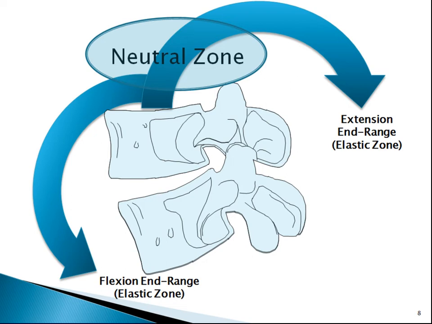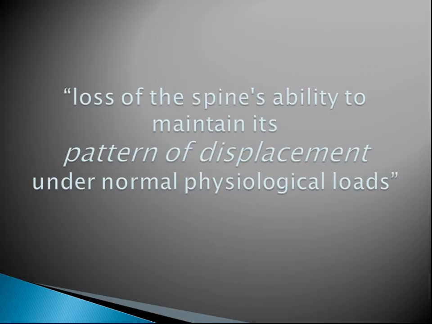It's proposed that an increase in the size of the neutral zone increases the amount of laxity and therefore increases demands on the dynamic stabilizing systems. Segmental instability could then be described as a decrease in the ability of the stabilizing system to maintain the spinal neutral zone within physiological limits.